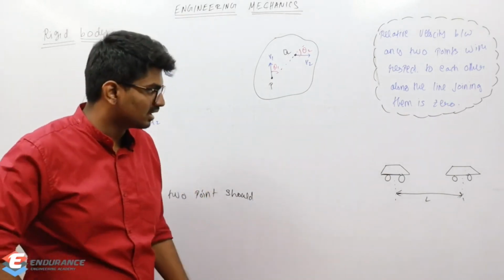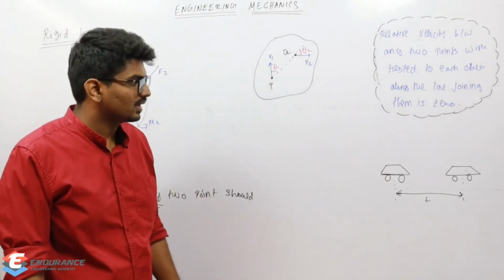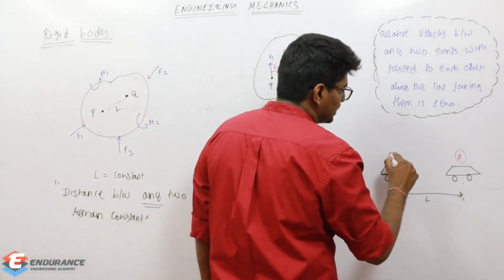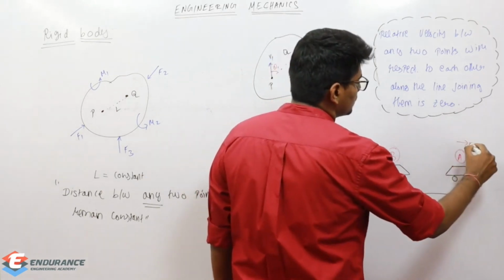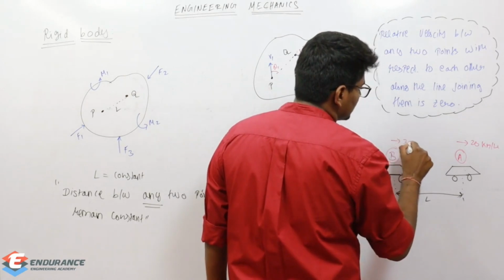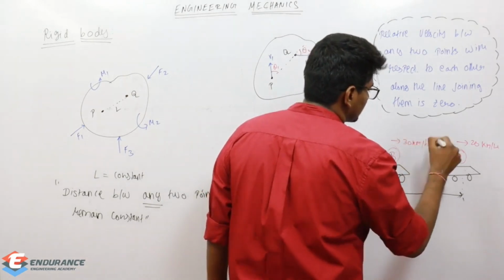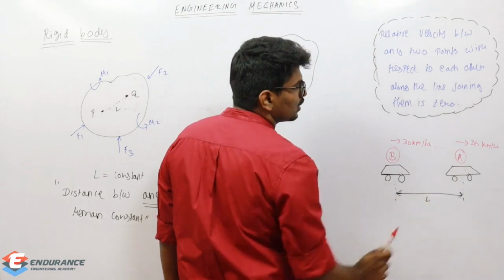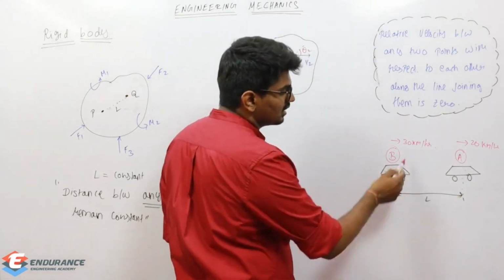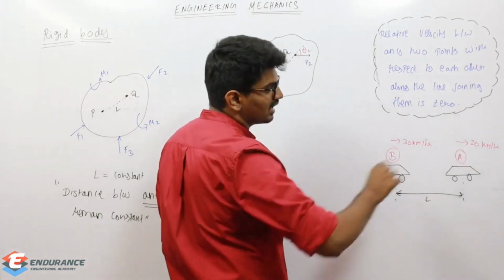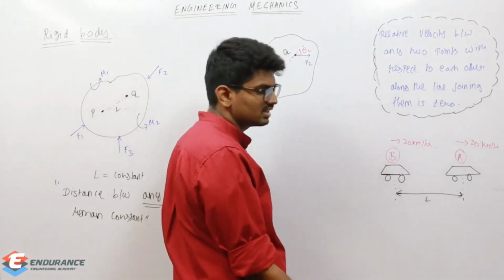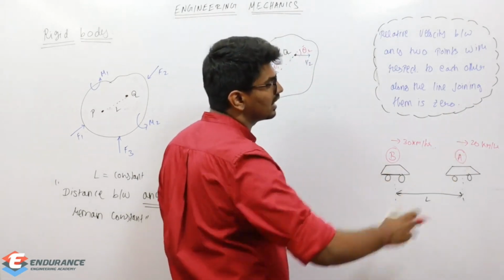Let me give you an example. We'll take an example here. So there are 2 cars, let car A and car B. This is moving at some 20 km per hour and this is moving at 30 km per hour. Now, if this is moving at 20 km per hour and this is moving at 30 km per hour, obviously B is going to overtake A, right? Which means this distance is going to decrease. Obviously it's going to decrease and then B is going to overtake A.